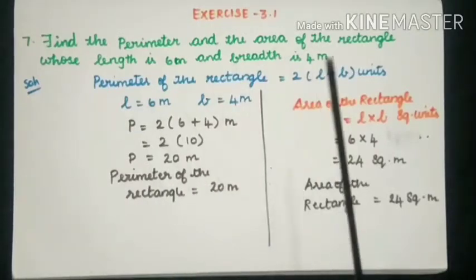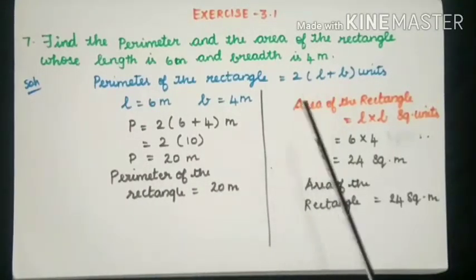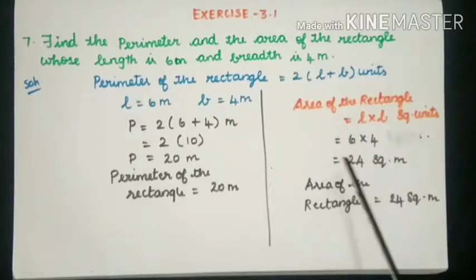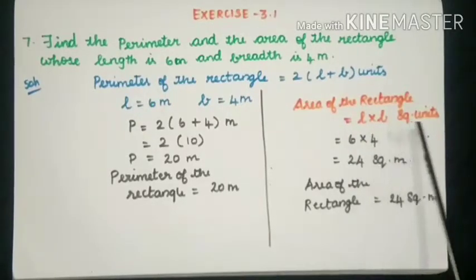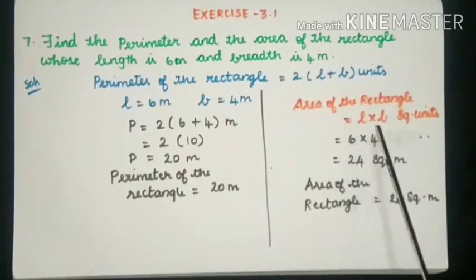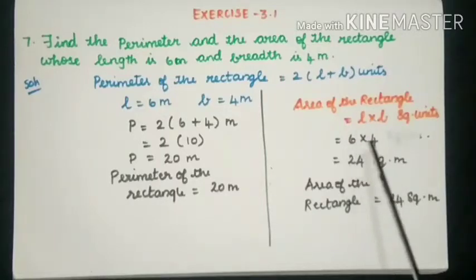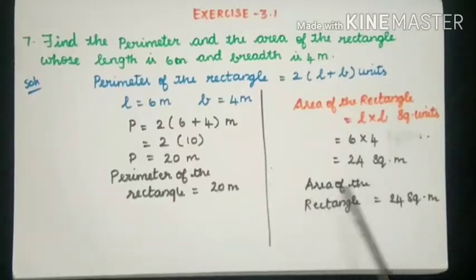And then you have to find the area of the rectangle. Area of the rectangle is equal to L into B square units. L value is 6 and B value is 4. 6 into 4 is equal to 24 square meter. Therefore, area of the rectangle is equal to 24 square meter.